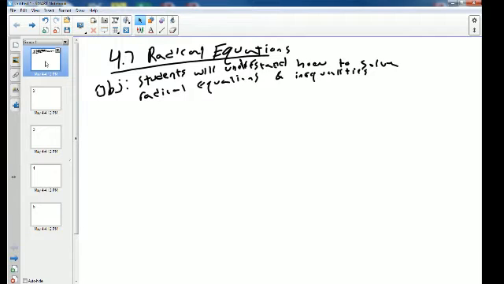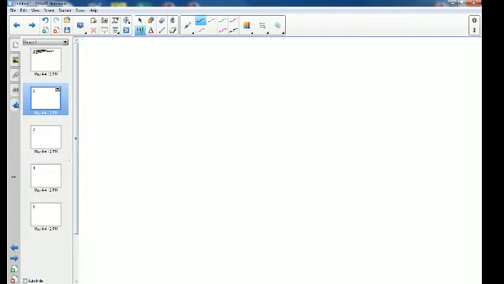Alright, so today we're going to be going over 4.7 radical equations. The objective of today's lesson is students will understand how to solve radical equations and inequalities. To start off, we're going to do a more simplistic problem to show you the steps you go through to solve these problems.